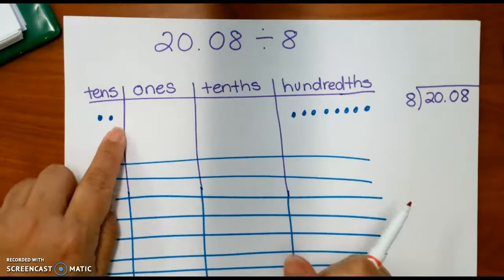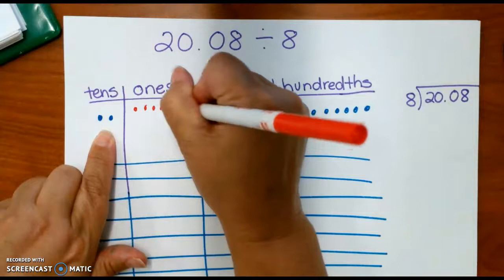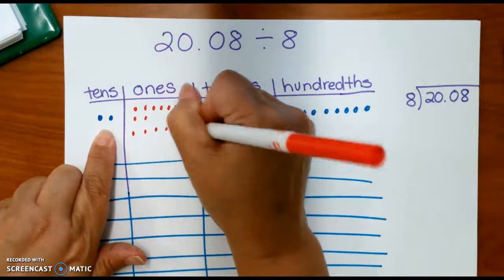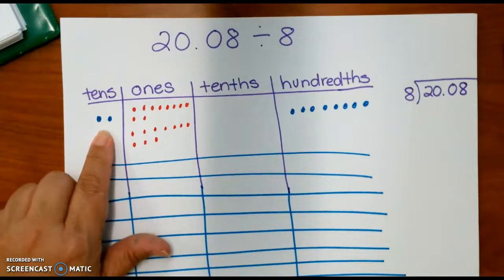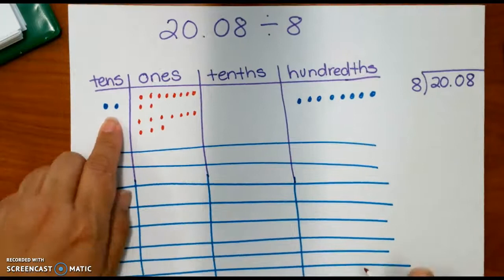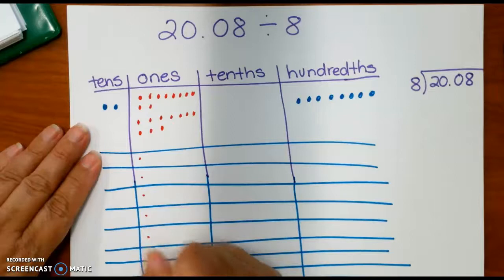2 tens is 20 ones. Okay, now I have 20 ones. Can I divide 20 ones into 8 groups or split it among 8 groups? I can. So I have 1, 2, 3, 4, 5, 6, 7, 8. Let's get rid of those.